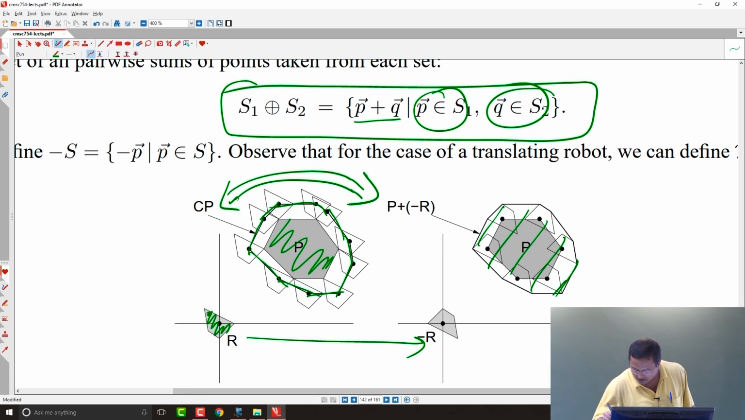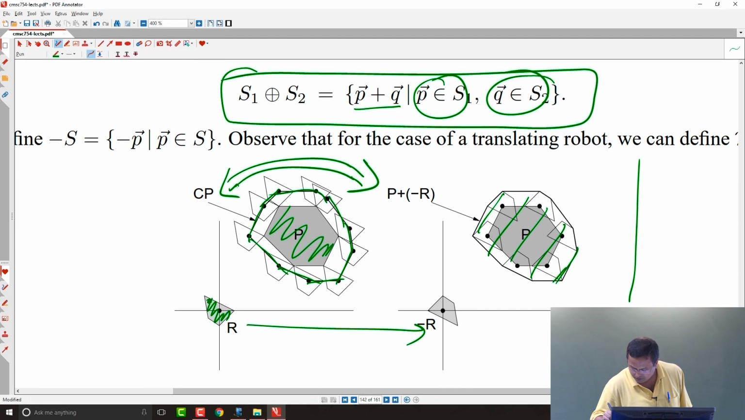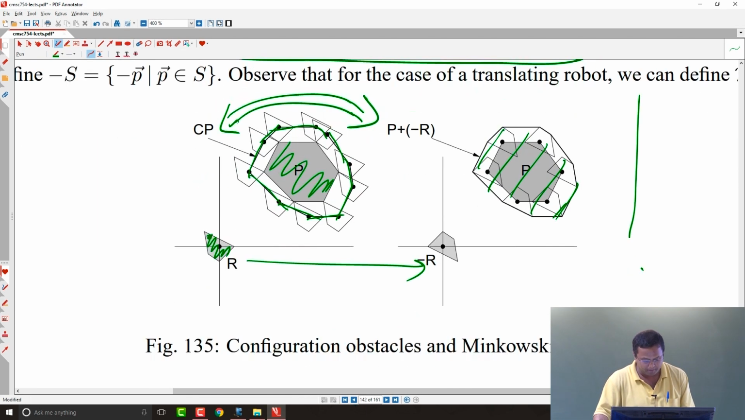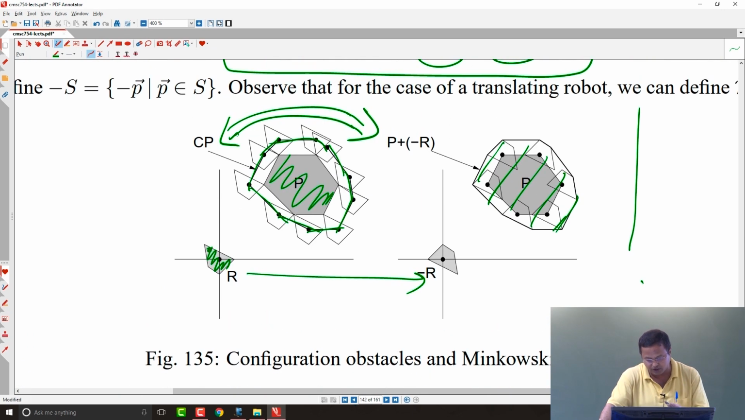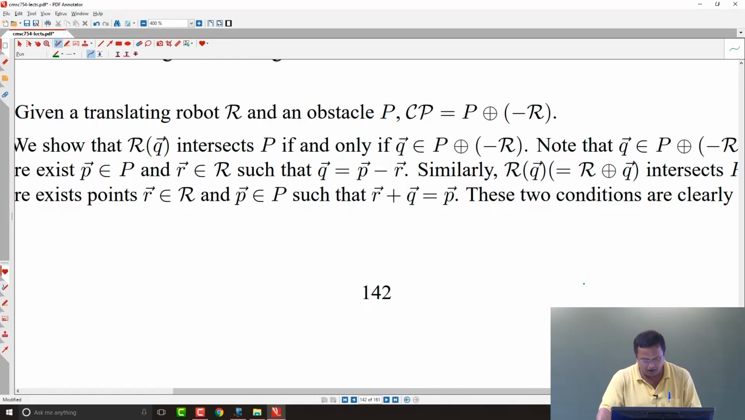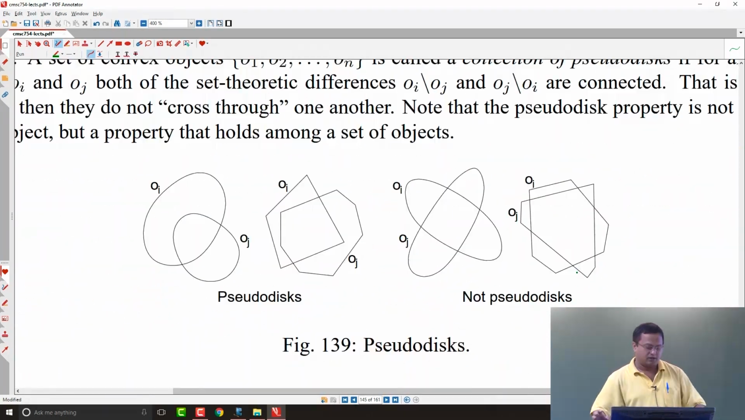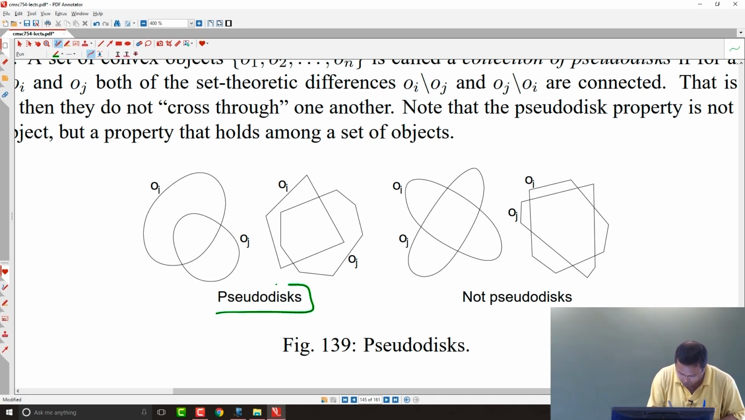One can show, and that is the interesting part of this study. Oh, the mouse can help me, no? Okay. So what I am sort of rushing through is, by taking the help of Minkowski sum, this definition, you can form this shape. The proof is there also in the book, fine. Now, forget about robots and think of something called pseudo disks.